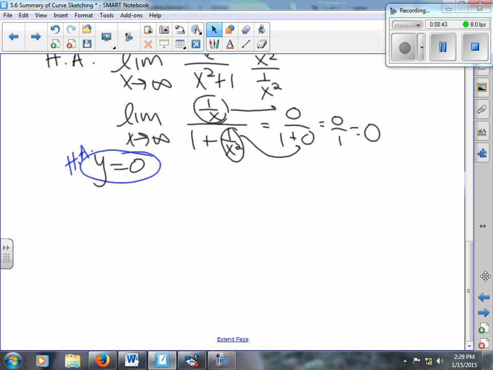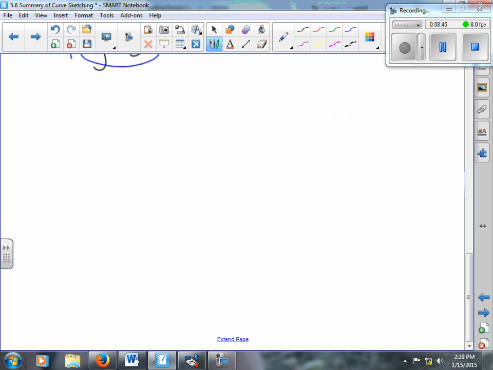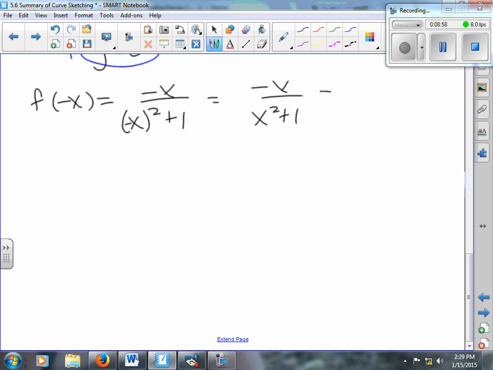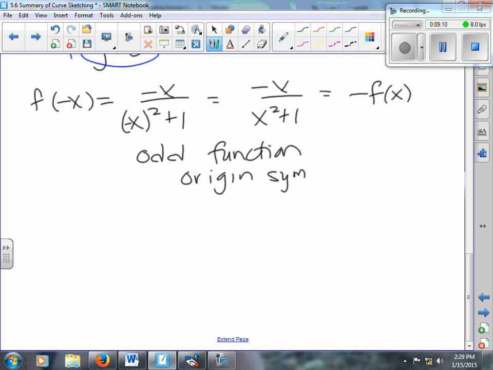Okay. Continuing on, let's talk about symmetry. This graph will have symmetry. I'm going to replace x with negative x, and I get negative x on top over negative x squared plus 1, a negative squared is positive. Notice this is just exactly the opposite of the original function. This means I have an odd function, and I have origin symmetry. This means that, well, you'll see when we do the graph, there's a lot of nice things that will happen in terms of the calculus part, which is what we're going to do next.